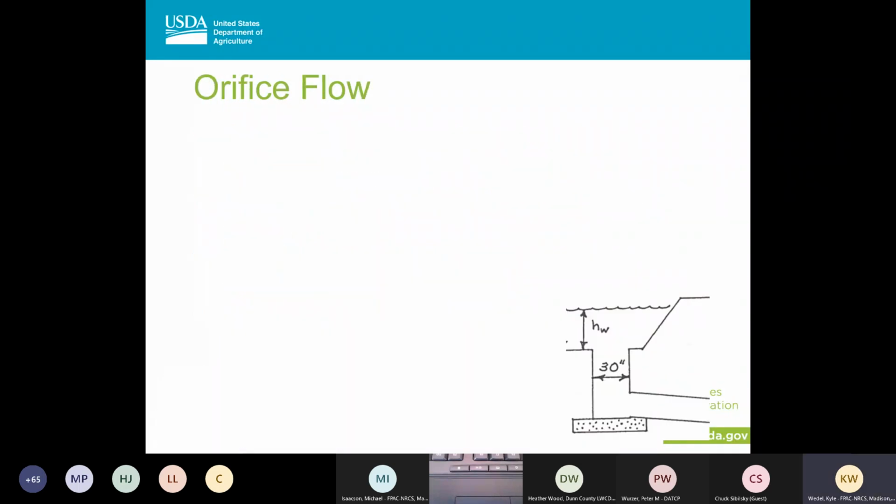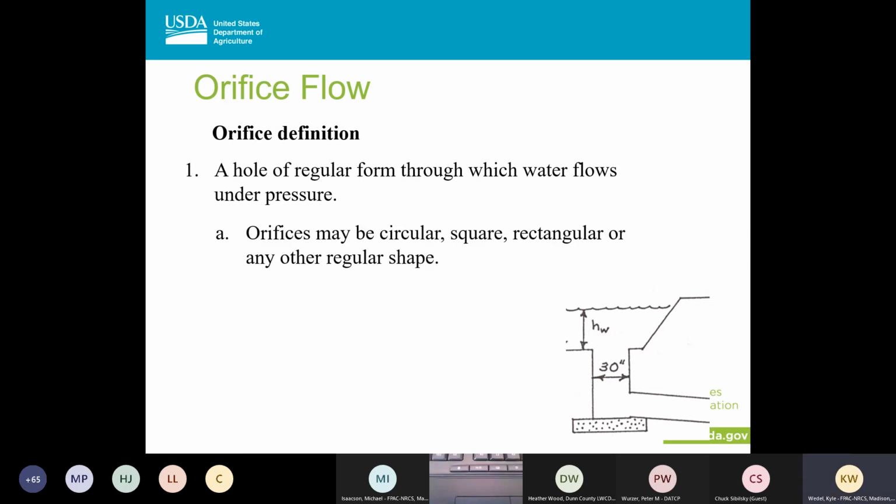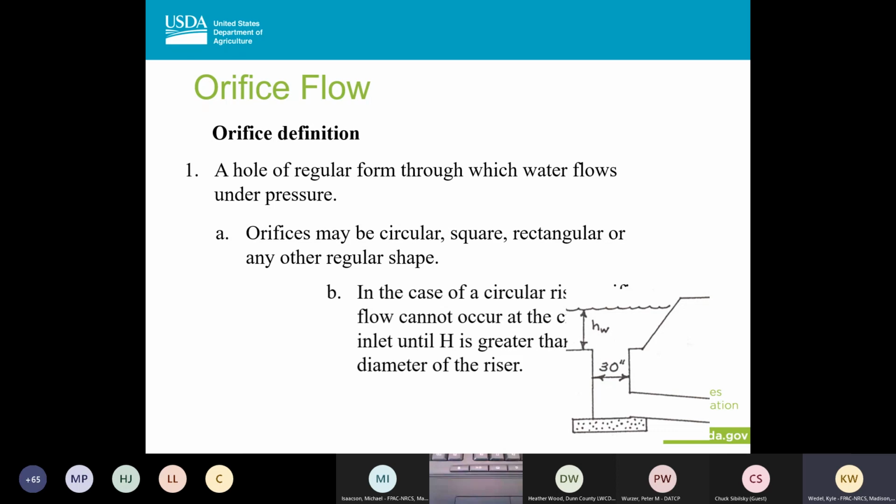All right, we're going to start off talking about orifice flow. An orifice is defined as a hole of regular form through which water flows under pressure. Orifices may be circular, square, rectangular, or any other regular shape.